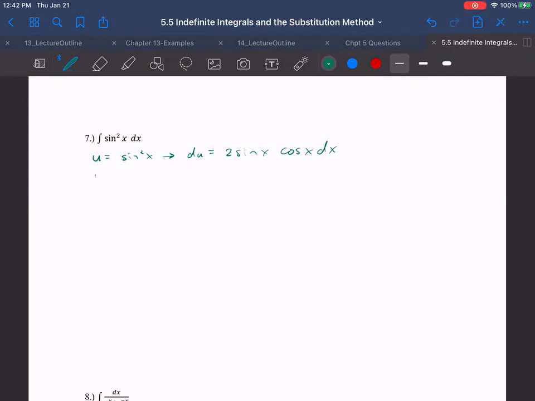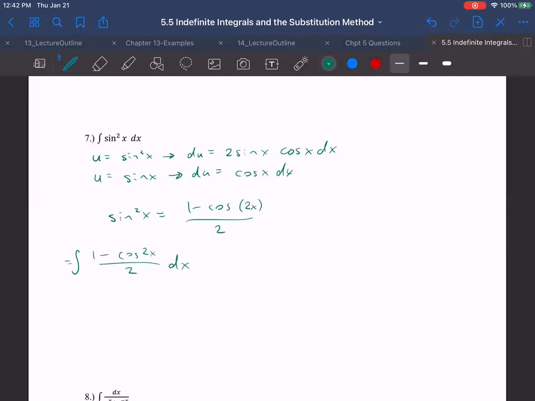Okay, what if I did u equals sine x, and then that gives me du equals cosine x dx. Is that going to work for me? What if I did this? What if I said sine squared x equals 1 minus cosine of 2x over 2? And then my integral becomes the integral of 1 minus cosine 2x over 2 dx.